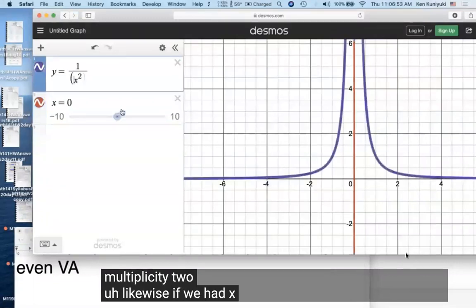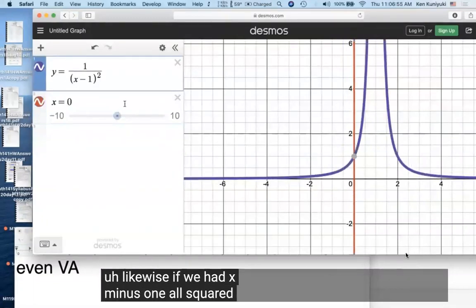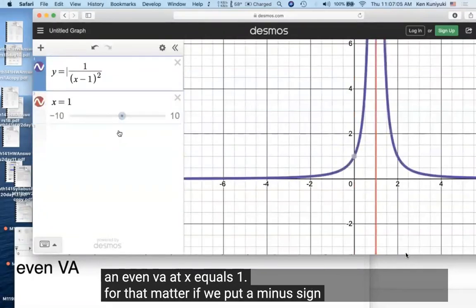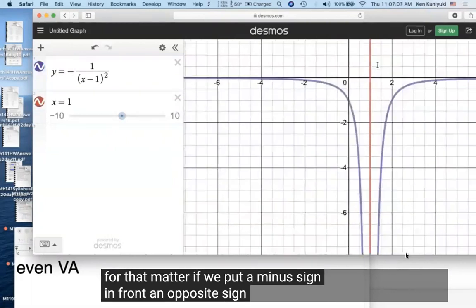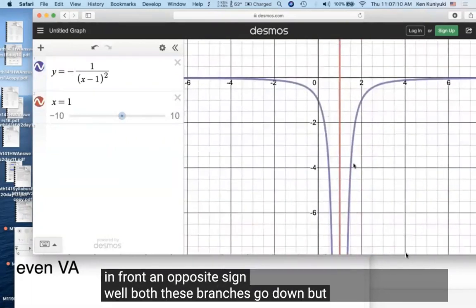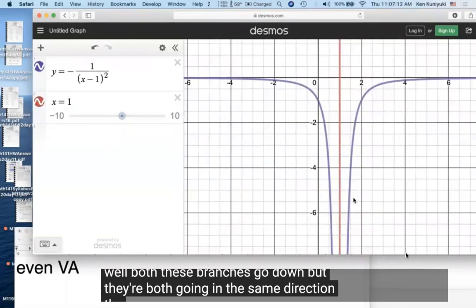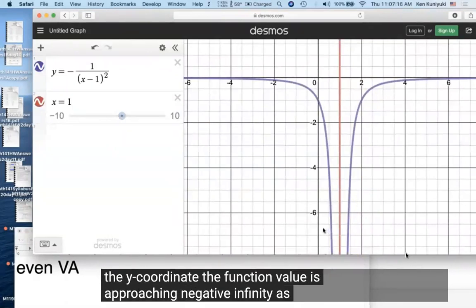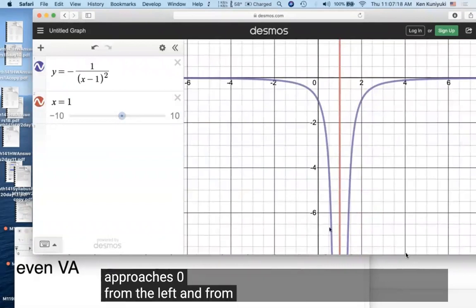Likewise, if we had x minus 1 all squared down there, then we would have an even VA at x equals 1. For that matter, if we put a minus sign in front, an opposite sign, both these branches go down, but they're both going in the same direction. The y-coordinate, the function value, is approaching negative infinity as x approaches 0 from the left and from the right.